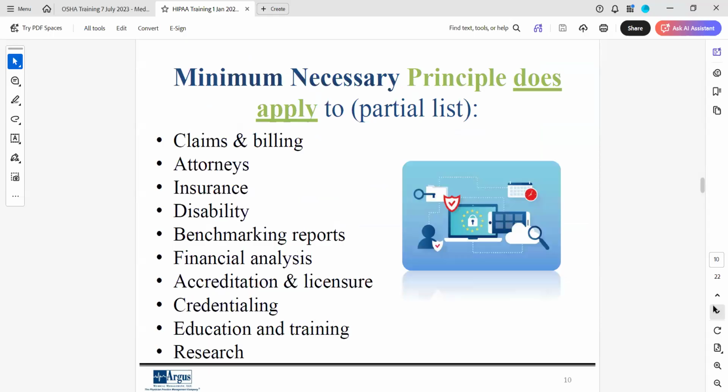The minimum necessary principle does apply to this partial list: claims and billing, attorneys, insurances, disability, benchmarking reports, financial analysis, accreditation and licensure, credentialing, education and training, and research.